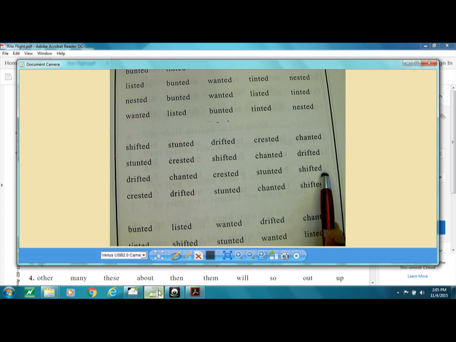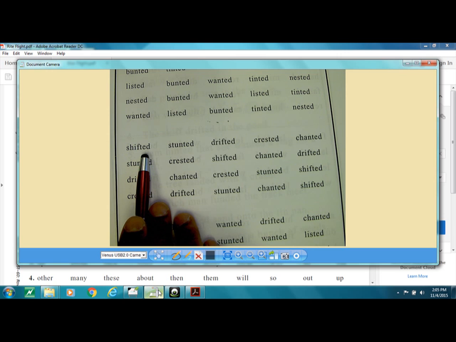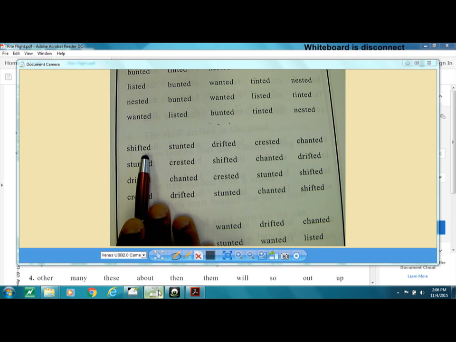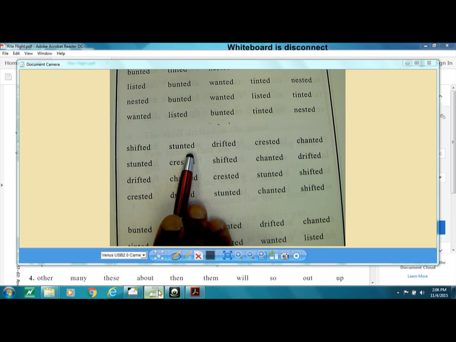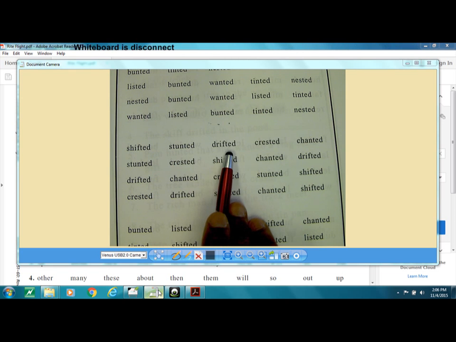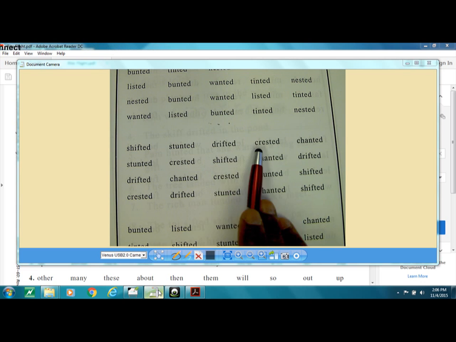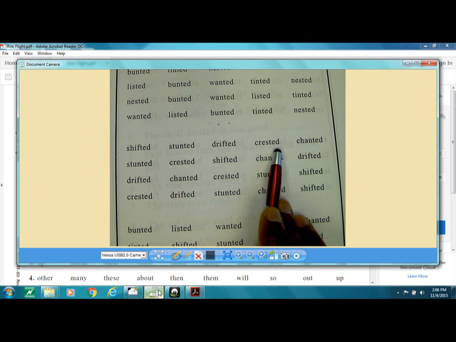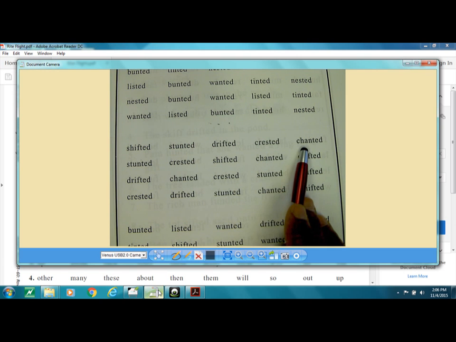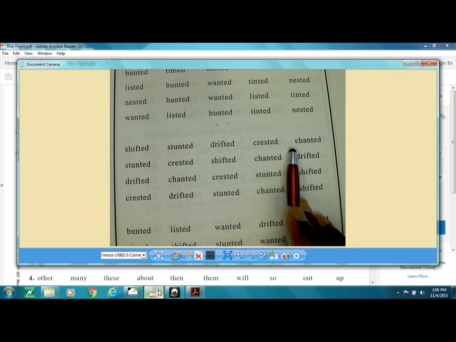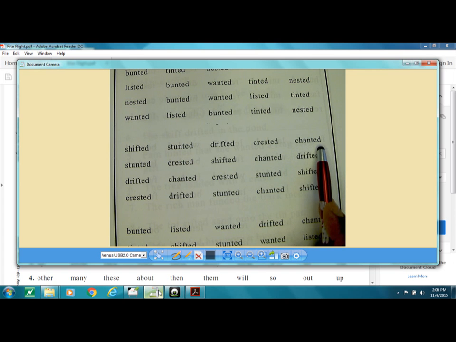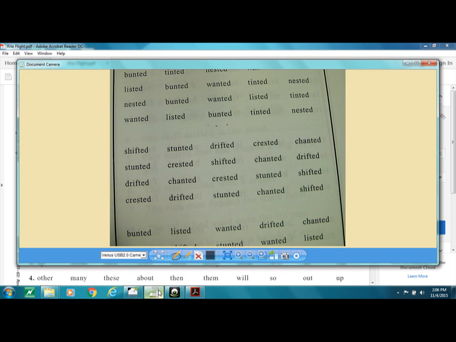Okay? If you shifted something, that means you moved it. Stunted means you stop it or you make something go slower. Drifted means you moved from side to side. If the car drifted, it moved from side to side. Crested means something got as high as it could go. And chanted is like you sang it. Like if you go to church, sometimes they may say a prayer and it may sound like a chant when they sing the prayer, okay?